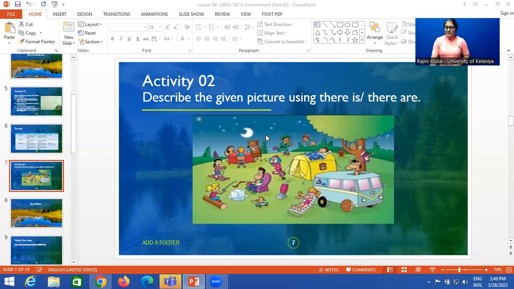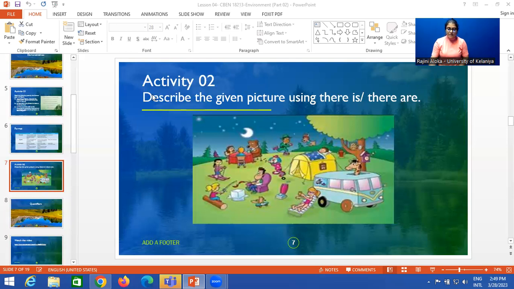So I hope you did the picture description, mostly using there is and there are. For an example, you can say this is a picture of a summer camp. There are a lot of kids in the camp. There are trees and there is a van. Likewise, and then you can describe person to person as we discussed in the previous lesson.